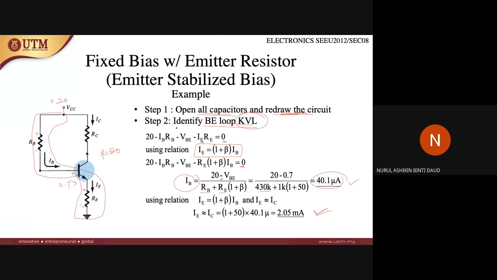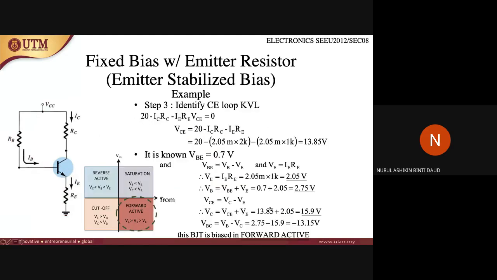Okay, so next, once you get the IB, once you get the IE, let's find the others. If you get IE, you will get IC as well, because IE and IC values are approximately the same.